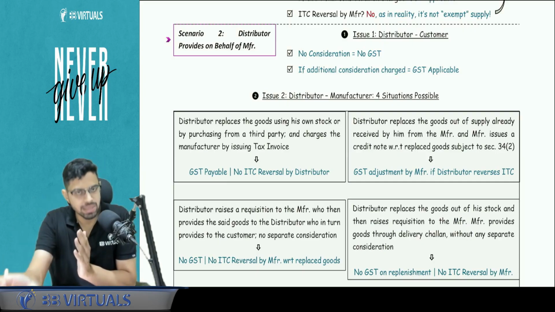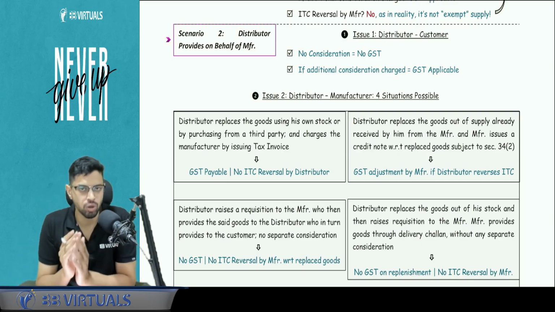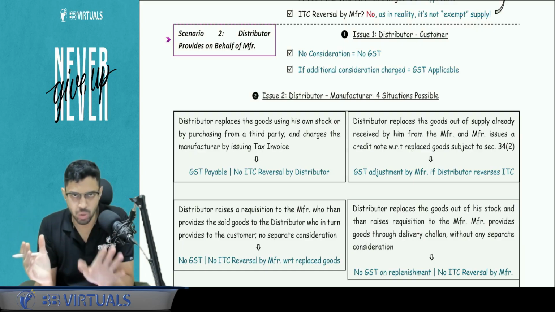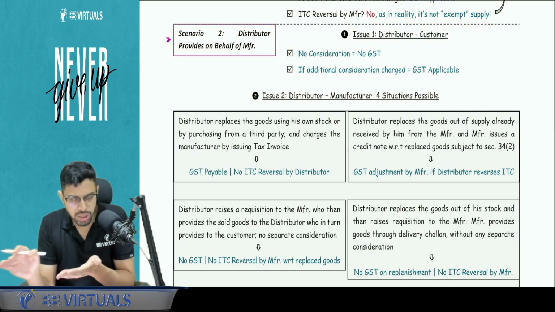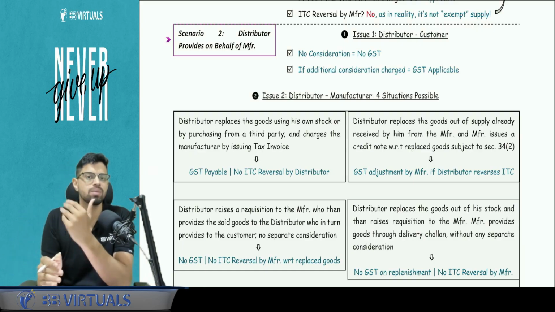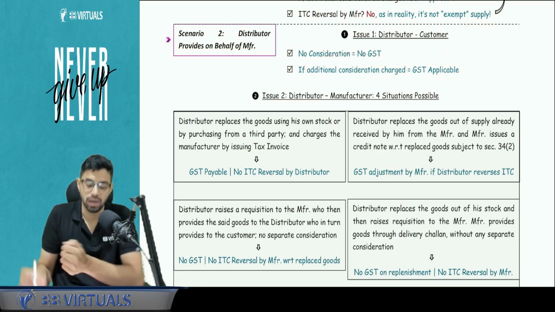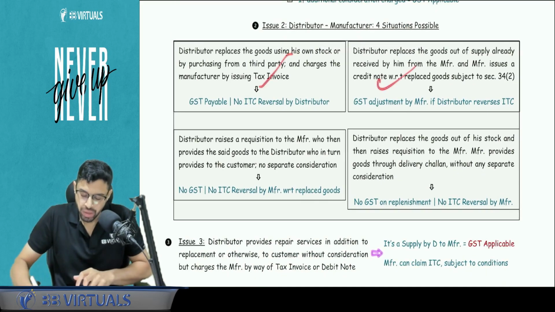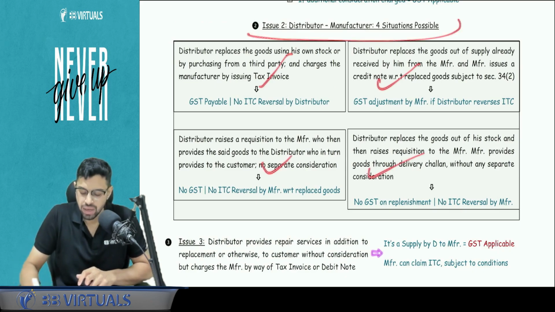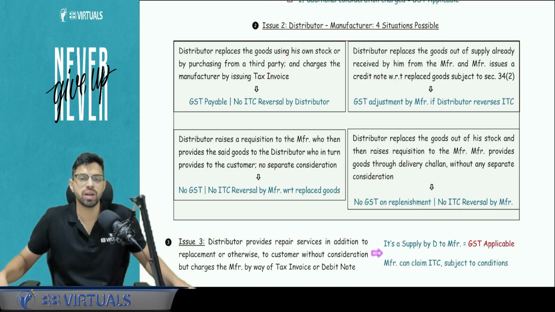Whatever I have studied, whatever I have covered above, that stands the same. Aditi Enterprises in this case will be replacing the parts free of cost, but the concept of GST is absolutely the same. There is no consideration, the parameter is missing, hence there will be no GST. Yes, if some consideration is charged, then GST will be applicable. But four situations are possible when the distributor and manufacturer deal with it.